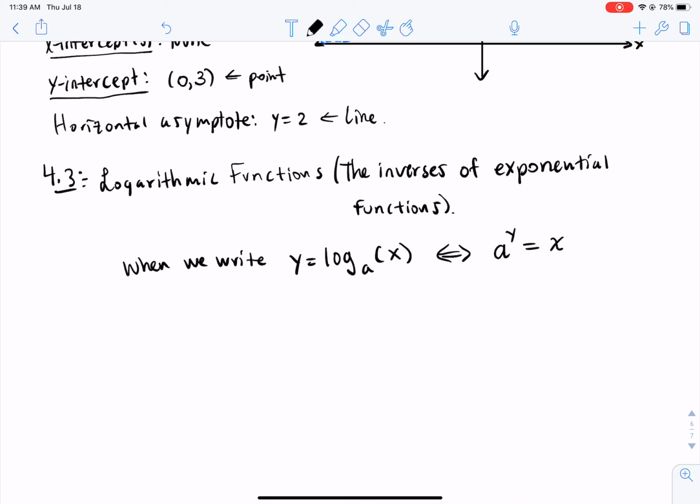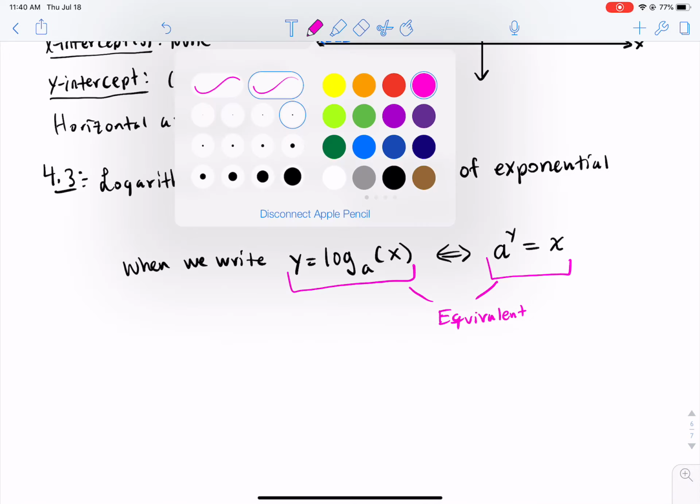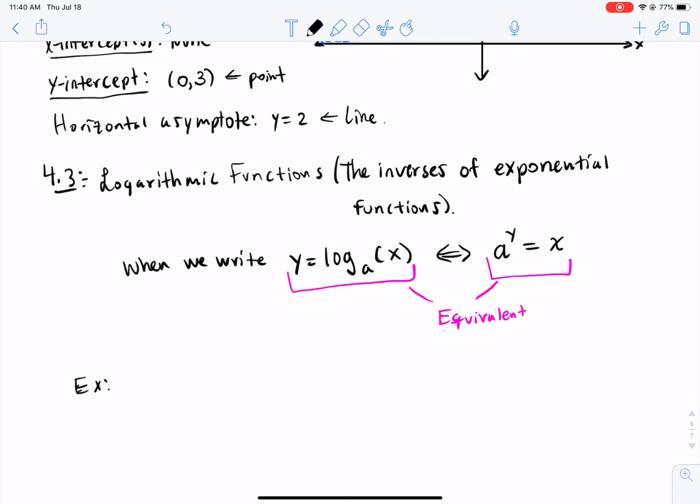So it makes a little sense, right? But this is what we have. These are equivalent forms, right? This and this, we're going to say that these are equivalent. And to get a sense of what we mean by equivalent, consider, for example, this. What is 2 to the 5th power equal to? 2 times 2 times 2 times 2 times 2. 32. Can you write this in a log form?